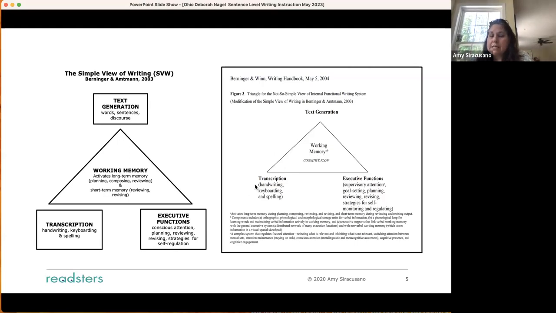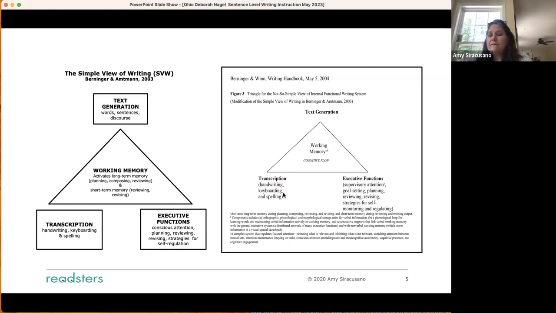On the lower left-hand side is what we call transcription skills. These skills in research are typically referred to as lower level writing skills. It does not mean that they're easier or less important. It's just a term that they use in research.